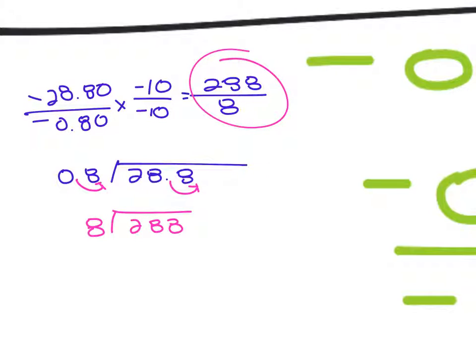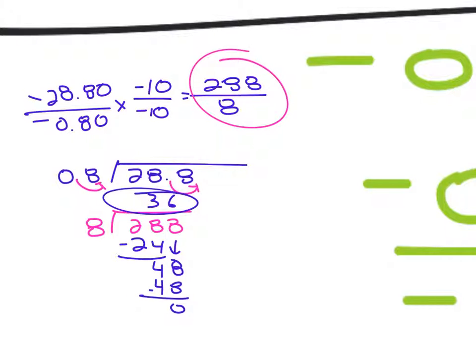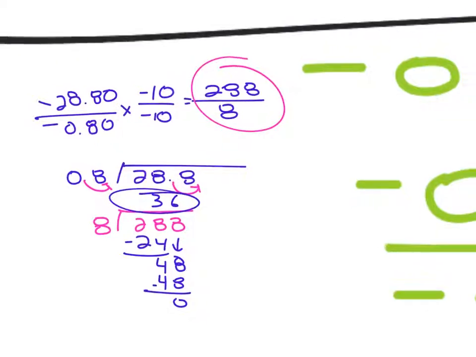And so how many times does 8 go into 28? It goes in 3 times. That's 24. Left with 4. And bring down the 8. How many times does 8 go into 48? It goes in 6 times. That is 48. And we get as an answer 36.